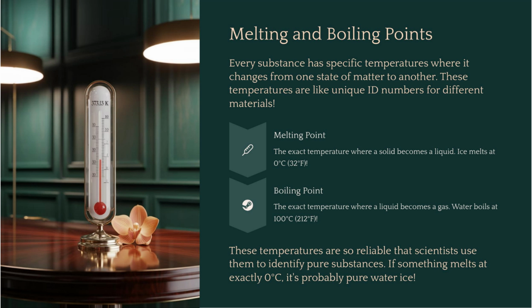Have you ever seen water turn to ice or steam coming from a boiling pot? These changes happen at specific temperatures, which are also physical properties. The melting point is the temperature at which a substance changes from a solid to a liquid. For water, that's 0 degrees. The boiling point is when it turns from a liquid to a gas. For water, that's 100 degrees. Every substance has its own unique melting and boiling points.